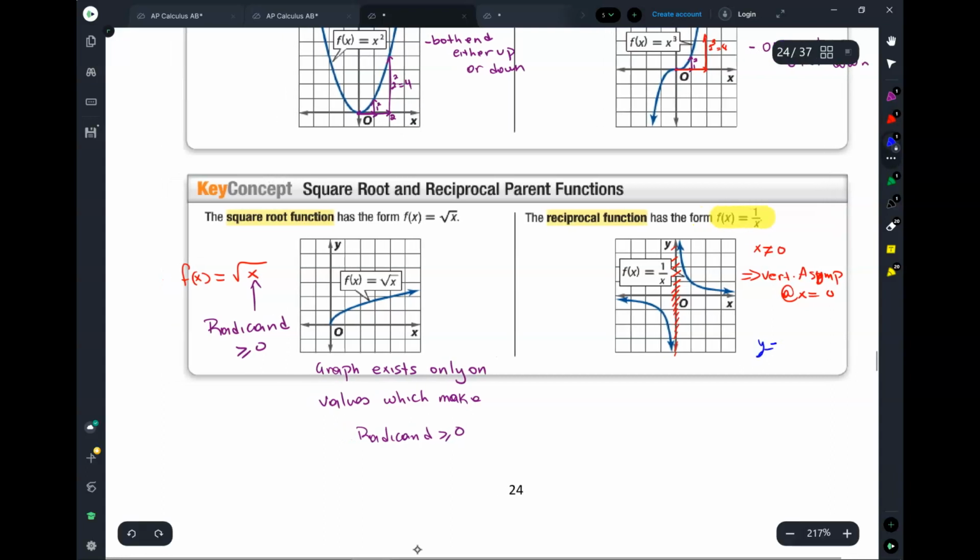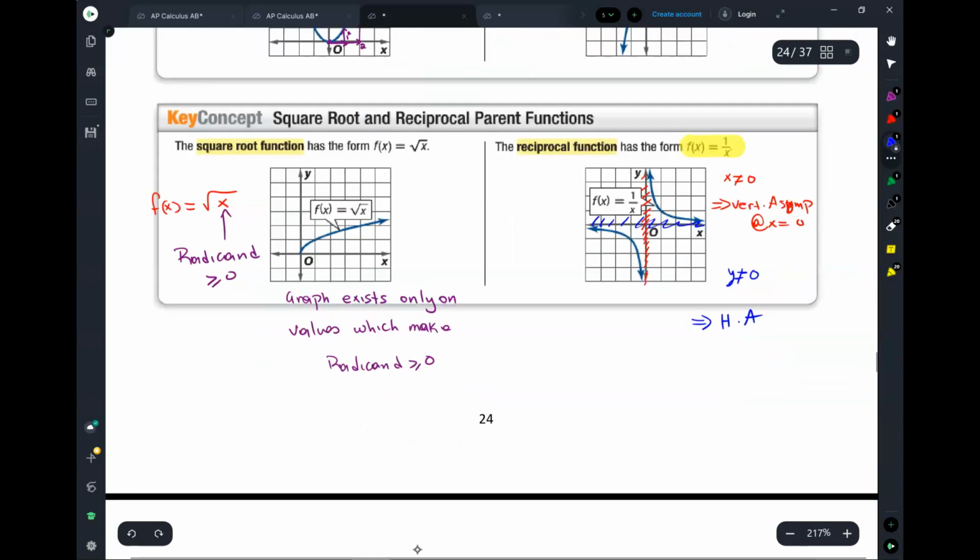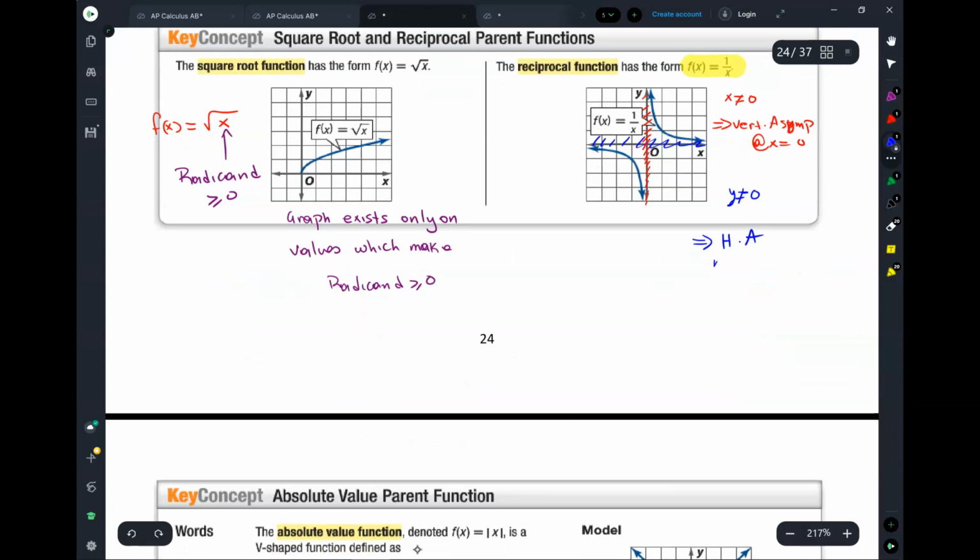All right? So there is no x value that would make the y 0. Therefore, y can also not equal 0. So that's out as well, meaning there is also a horizontal asymptote. HA is horizontal asymptote at y equals 0. Yeah, like these are two imaginary perpendicular lines.